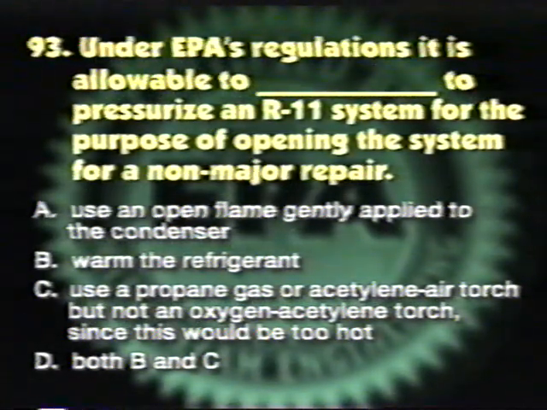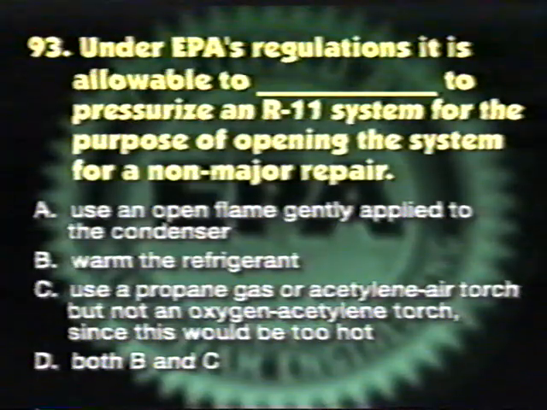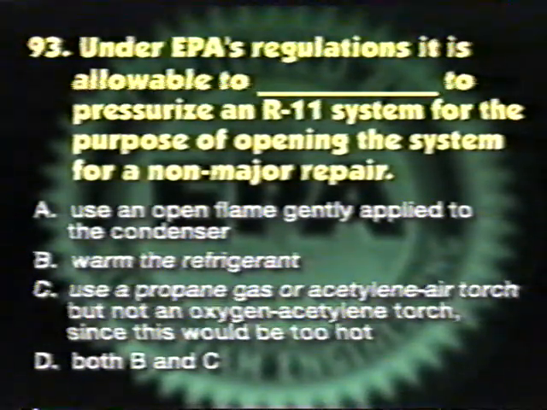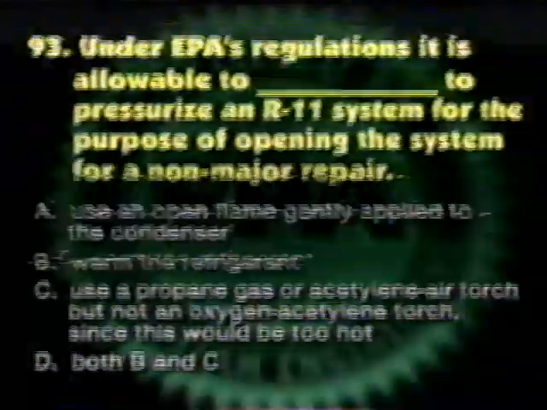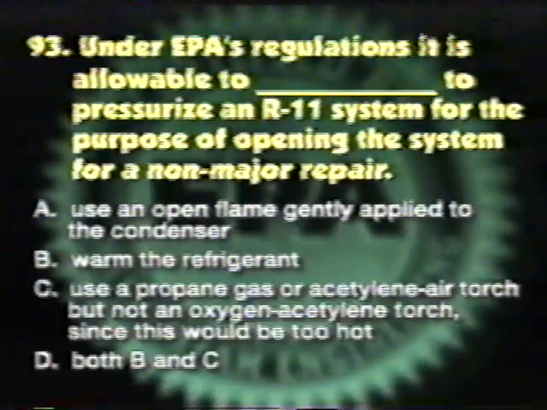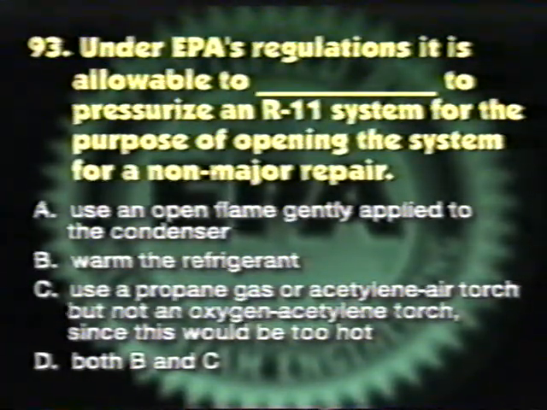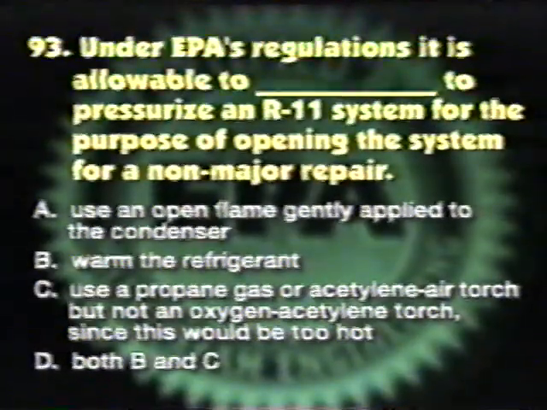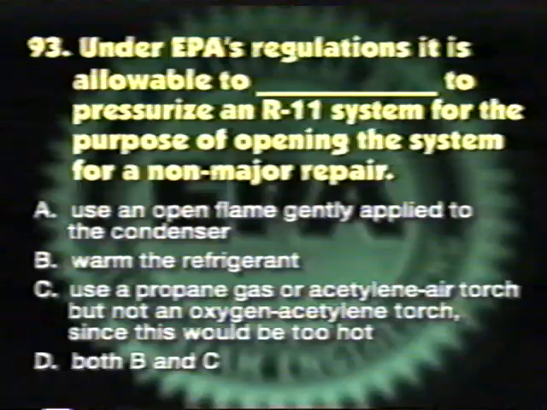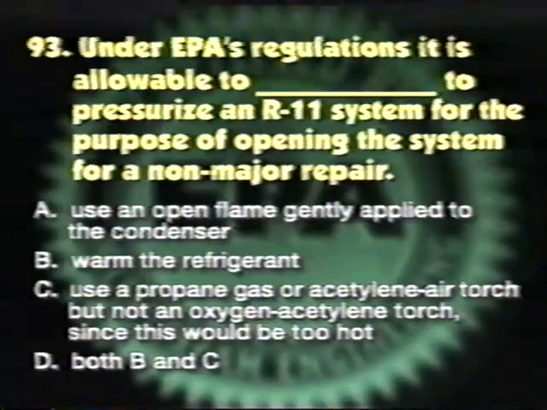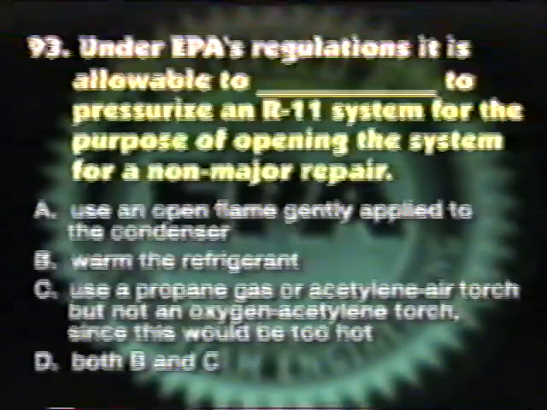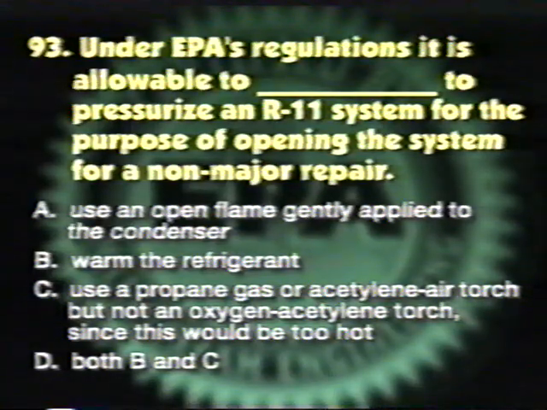Under the EPA's regulations, it is allowable to do which of the following to pressurize an R11 system for the purpose of opening the system for a non-major repair? A. Use an open flame gently applied to the condenser. B. Warm the refrigerant. C. Use a propane gas or acetylene air torch, but not an oxygen acetylene torch, since this would be too hot. D. Both B and C.